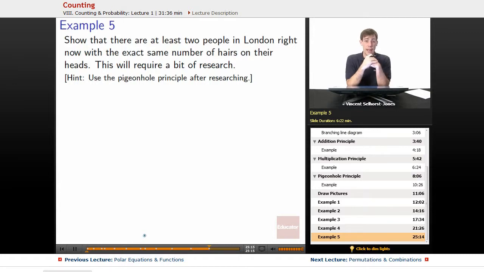number of hairs on their heads. This will require a little bit of research. So it seems like a kind of weird thing at first. But we see this uses the pigeonhole principle after researching. So that's going to be a hint that we're going to want to use the pigeonhole principle.